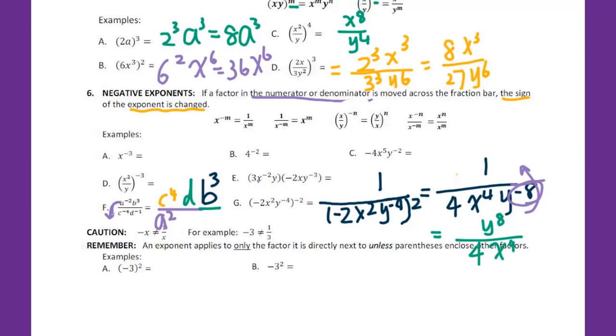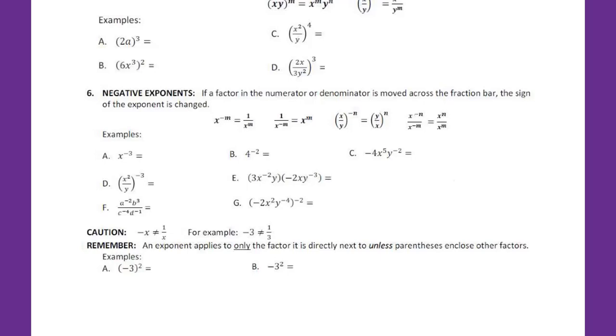That's the answer. Caution, negative x is not equal to 1 over x. For example, negative 3 is not equal to 1 over 3. And for negative 3, why you have parentheses squared means 9. If you didn't put the parentheses, that means negative 9.